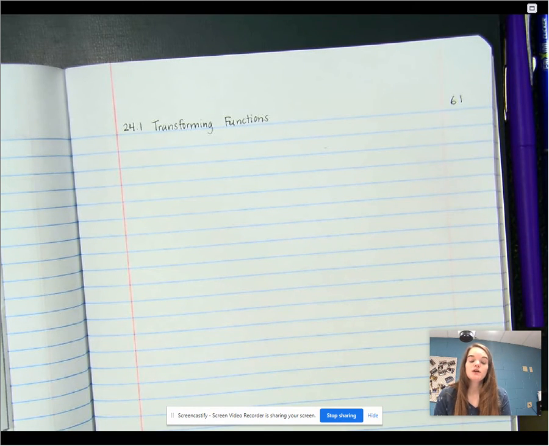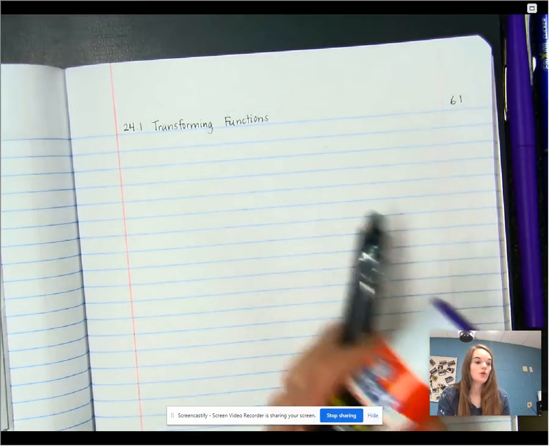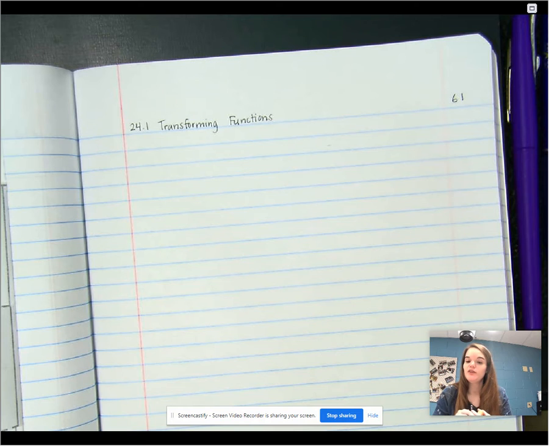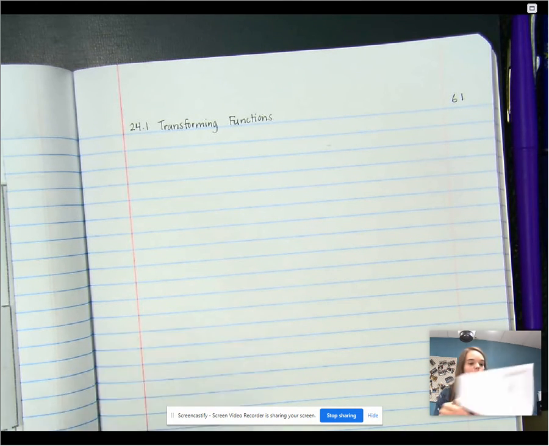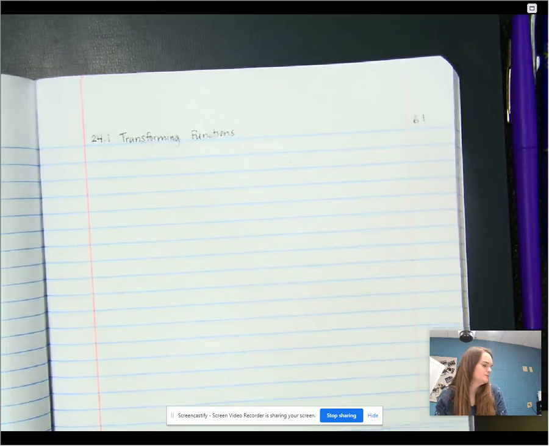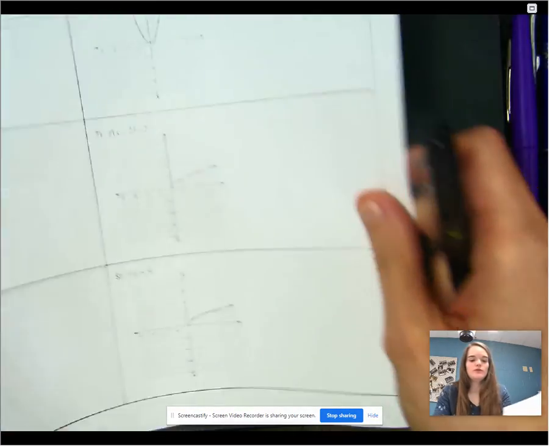Okay, we are finishing transforming functions, or function transformations, today by doing the foldable that you have. If you don't have it, you're writing on page 61, and it's got 8 problems on it. It looks like this. Page 61, there's the title in case you didn't get it in the last video. So I'm going to go ahead and fold this in half.